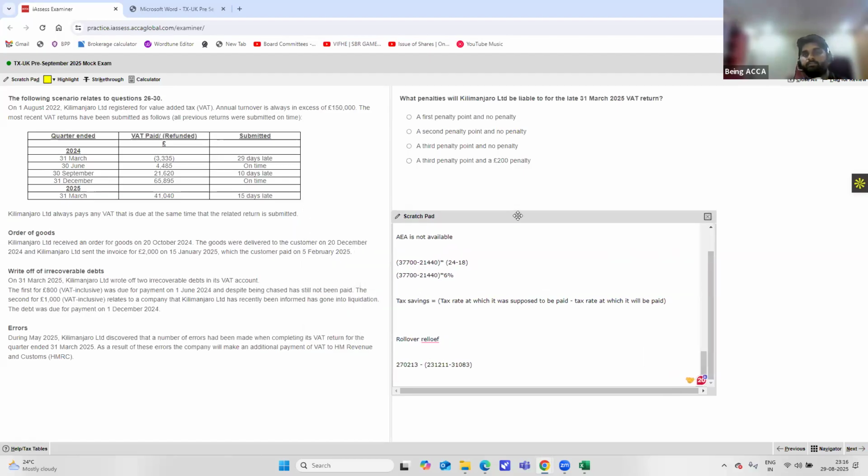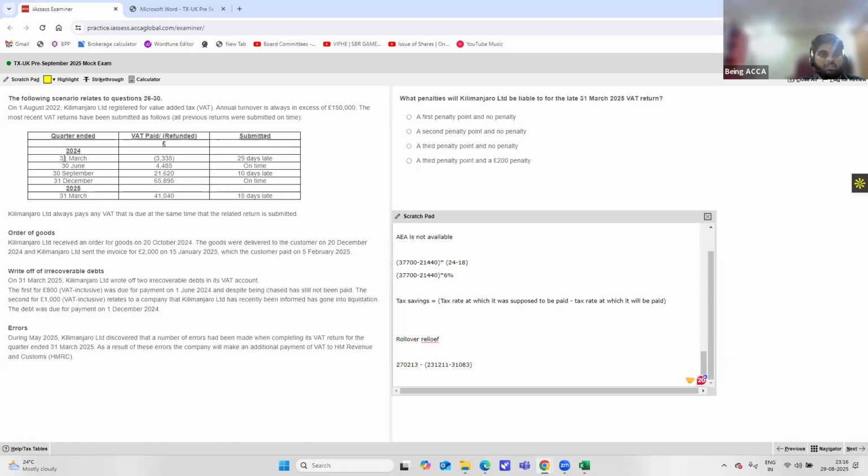VAT. Okay, so here we can see the VAT question has come up. On 1st August 2022, Kilimanjaro Limited registered for value-added tax. Annual turnover is always in excess of 150,000. The most recent VAT returns have been submitted as follows. All previous returns were submitted on time.